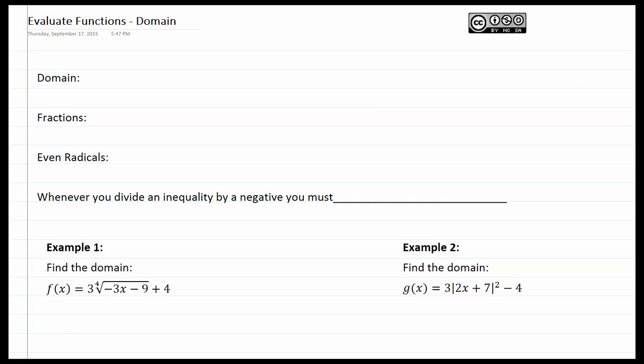When we evaluate functions, we need to be able to identify the possible values for x that are consistent in a function. Let's take a look at domain. Domain are your x values that will create a consistent function. If you don't have the right x values, you can cause problems in certain functions. Those are the things we're going to talk about today.